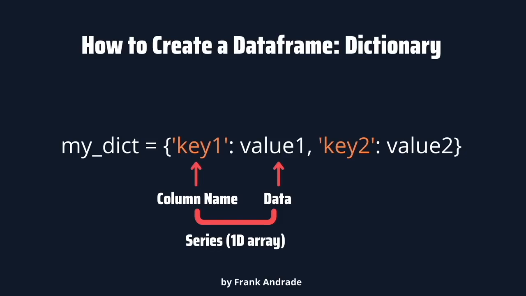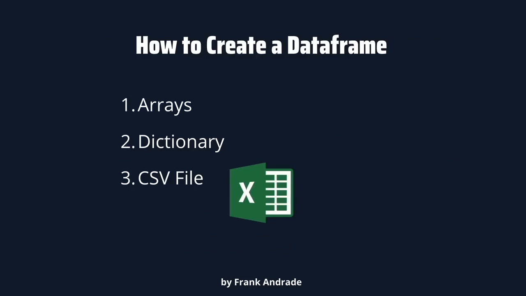But now let's see the third way, which is with CSV files. CSV files are files that can be opened in spreadsheets like Excel. This is the easiest way to create a data frame because we only need to read the CSV file and then the data frame is created, and that's it. So now let's go to Jupyter Notebook to create a data frame, writing some code.